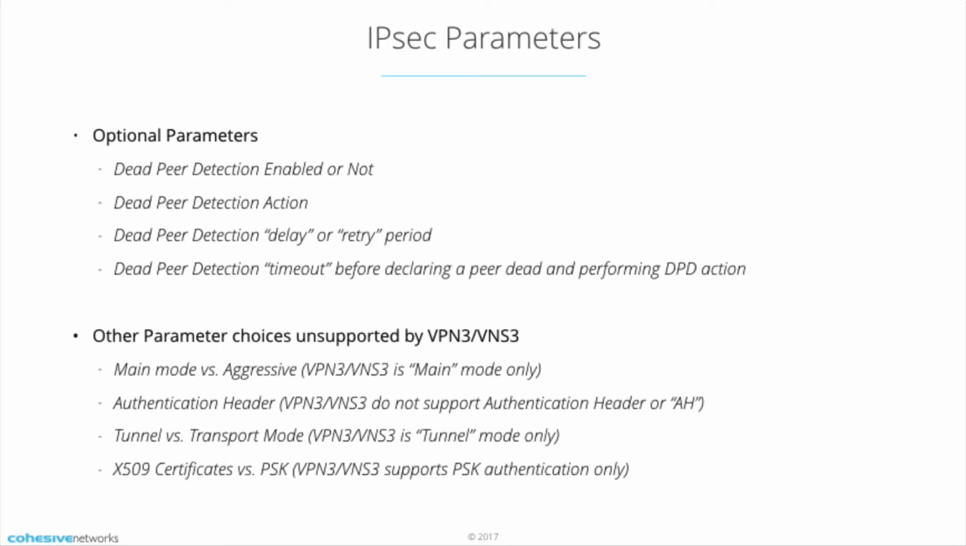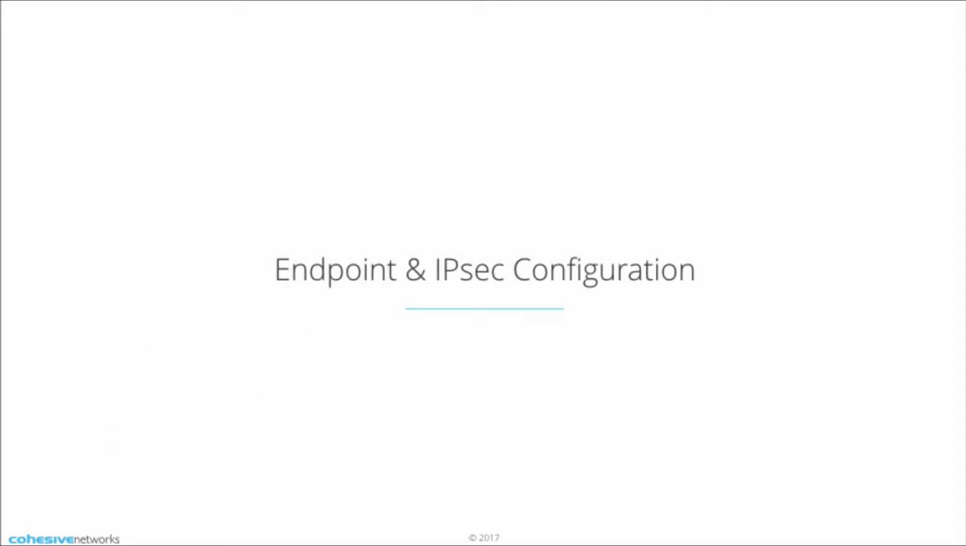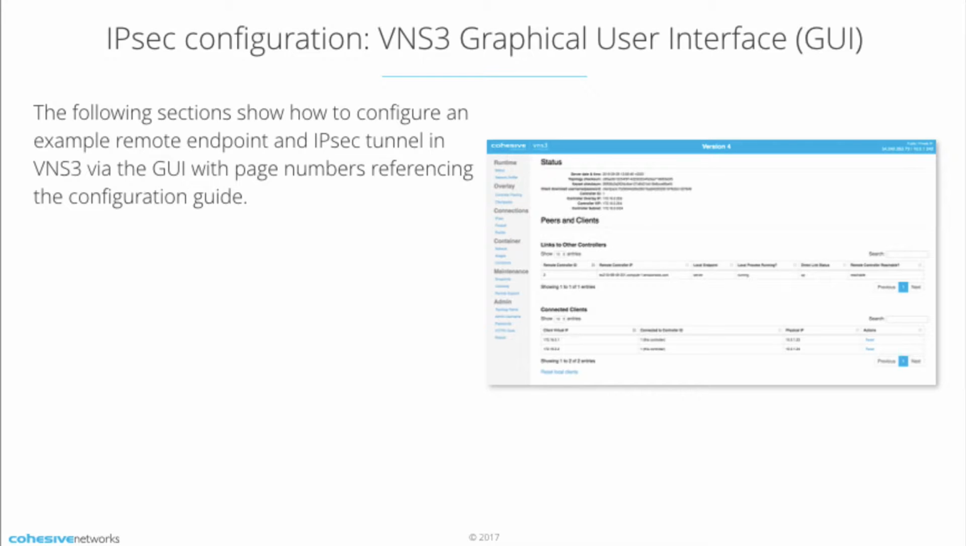And then I mentioned, again, there are parameters that stipulate aggressive or main mode, effectively hard-coded to main mode, or hard-coded to ESP, not authentication header, hard-coded to tunnel, not transport mode, and we use PSK. Let's look at the configuration process, and I'll show you some screenshots, and then I'll also go through it live.